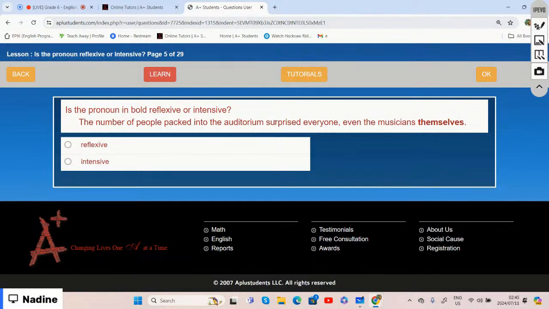All right, so here we're saying that the number of people packed into the auditorium surprised everyone, even the musicians themselves, right? Which means that themselves is putting emphasis on the musicians. So we can then say it is an intensive pronoun.